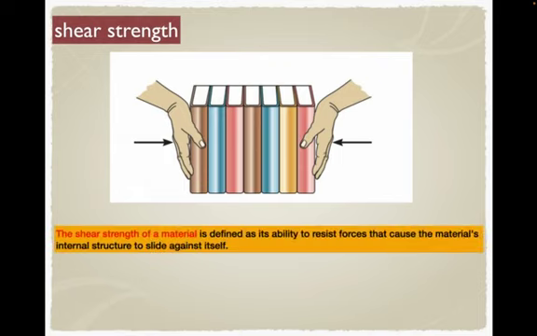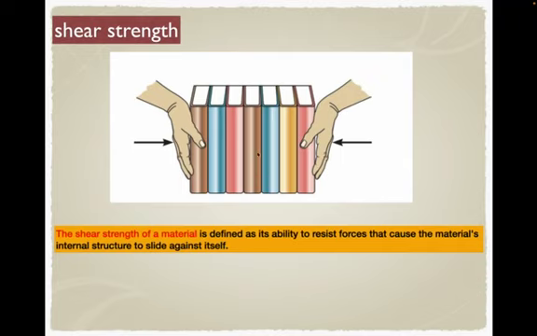So here comes the definition of the shear strength of a material, and it's defined as its ability to resist forces that cause the material's internal structure to slide against each other. So this textbook is now trying to slide downward because of gravity. It's a big textbook, all right? But you are holding it with your hand, and the shear strength is still higher than the force that is exerted by this textbook.